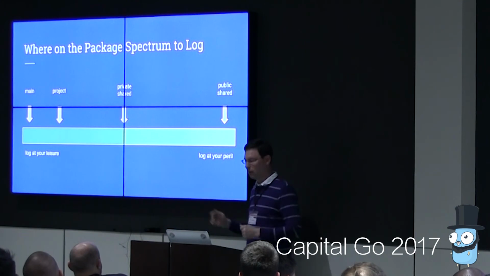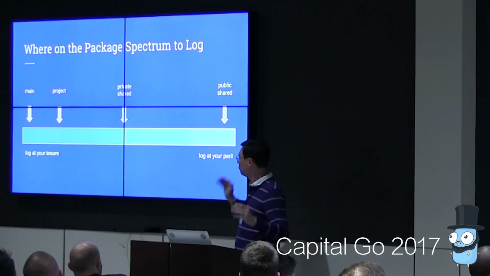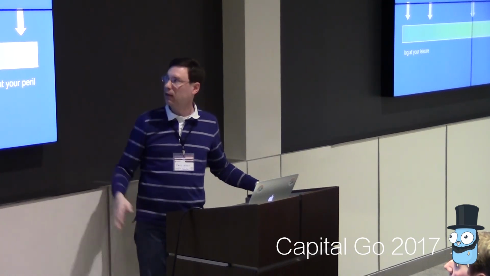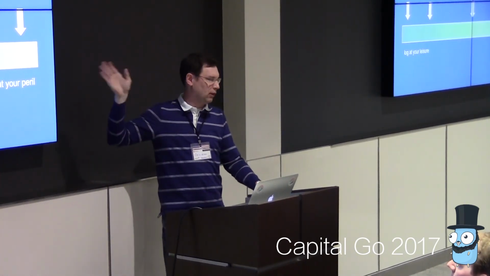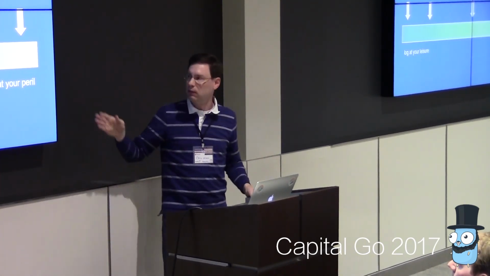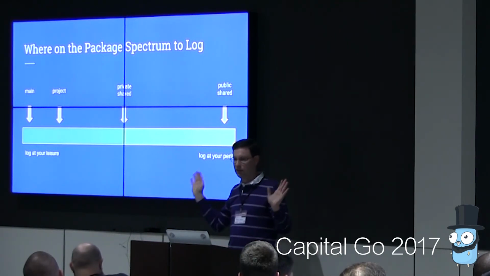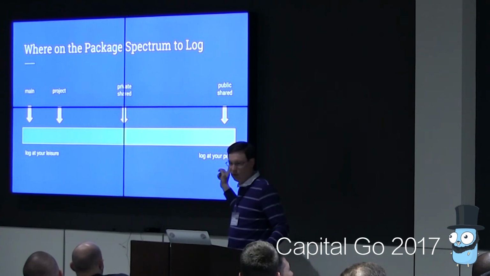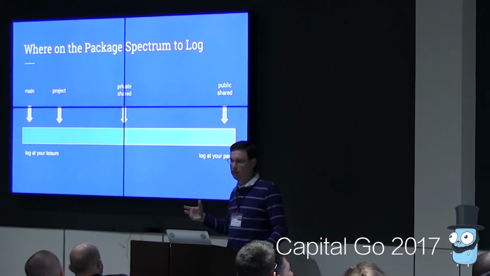So here's my package scope sharing scope spectrum, right? On the left, we have main. On the right, we have our open source, widely shared stuff that people use and you never meet them. On the left, you can log like crazy, do what you need. That's your application, it's your concern, you do it. On the right, log at your peril. Don't do that. Give people another way to get access to that data, and they get to log when they use it.